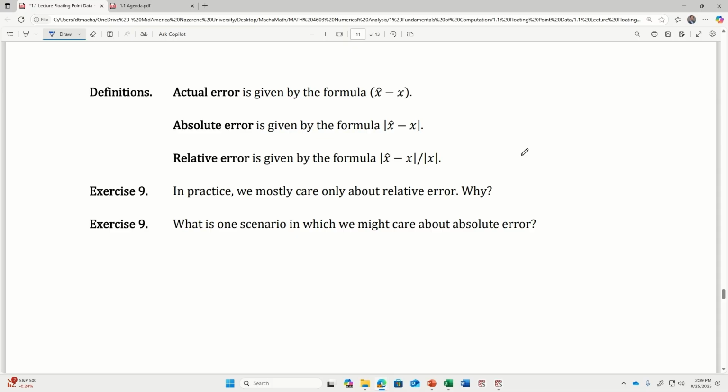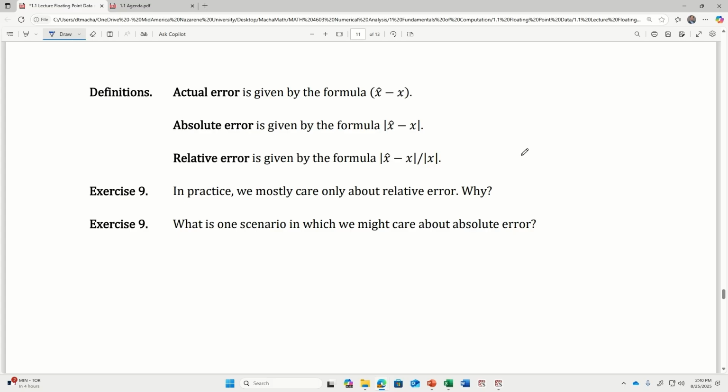All right, actual error is the approximation minus the real value that I want to approximate. Absolute error is the same thing, but I use absolute value. Relative error tells me how big is that error relative to the number I'm actually trying to represent. So I take the absolute value of the difference divided by the absolute value of the number. In practice, we mostly only care about relative error.